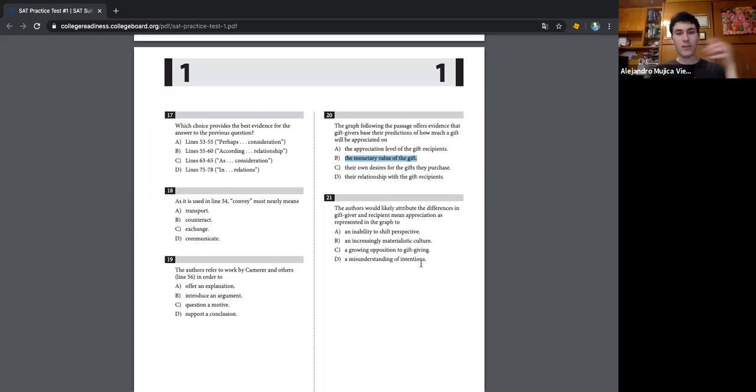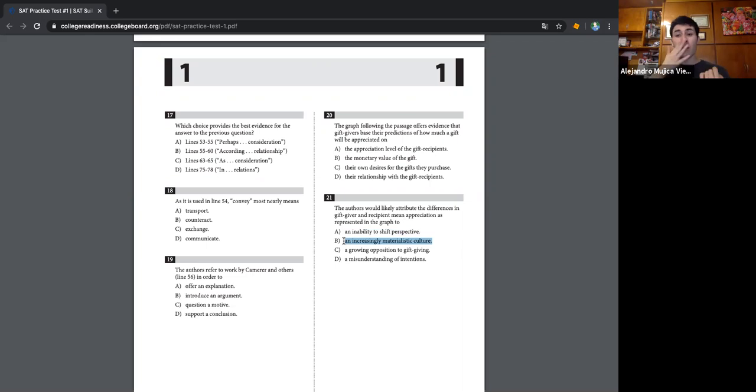And then the authors would likely attribute the differences in gift giver and recipient mean appreciation as represented in the graph to an inability to shift perspective. That works for me. Increasingly materialistic culture. I mean, we're never really discussing how materialistic gift giving is, even though it is, obviously, we know that, or most of us at least. It is very materialistic. That's not what we're talking about here.